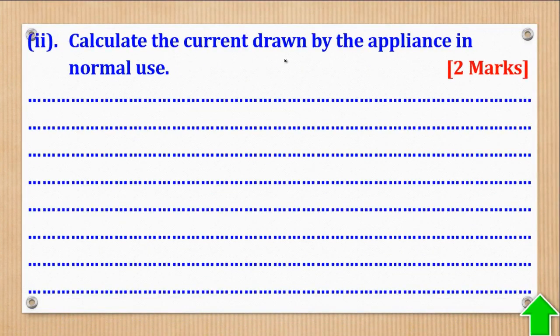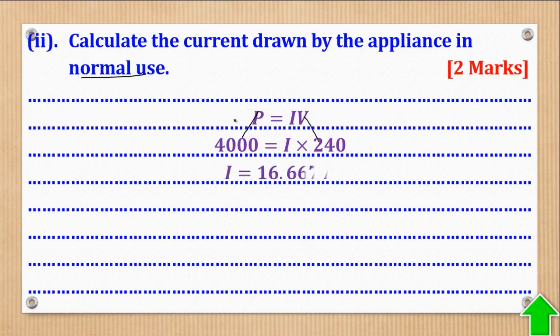Calculate the current drawn by the appliance in normal use. Power is equal to IV, so substitute for power and voltage to get the current, and that's what they wanted.